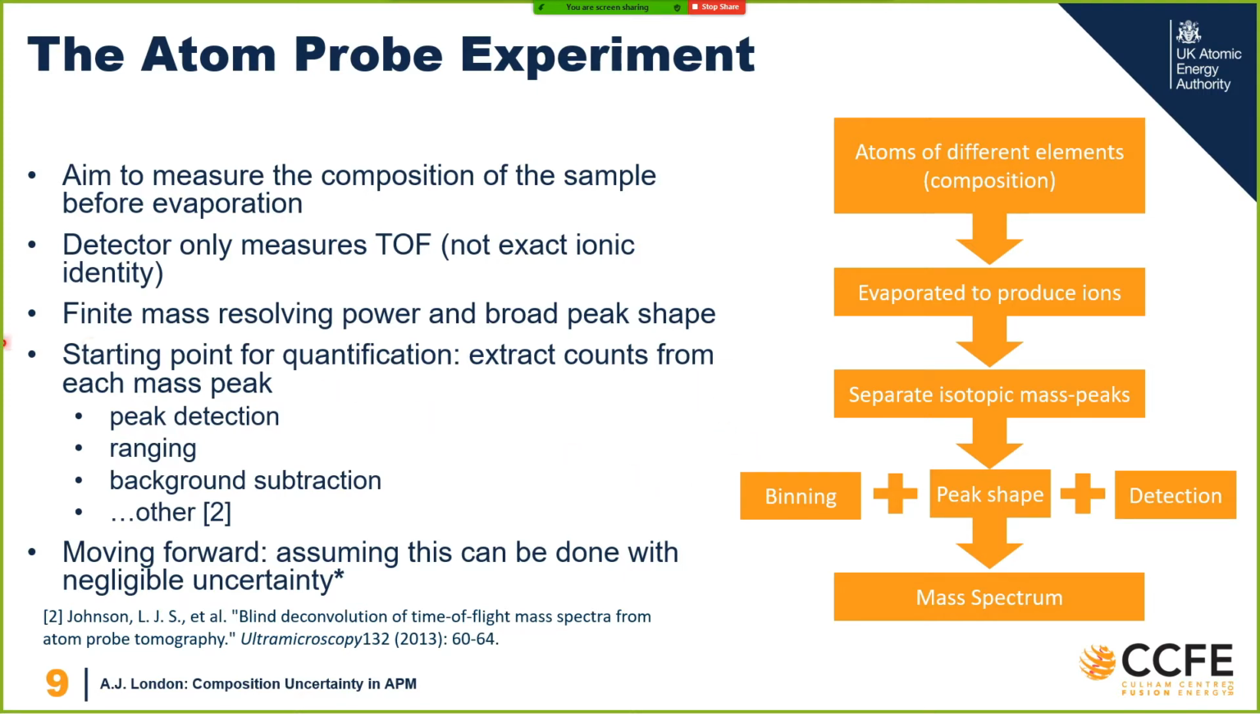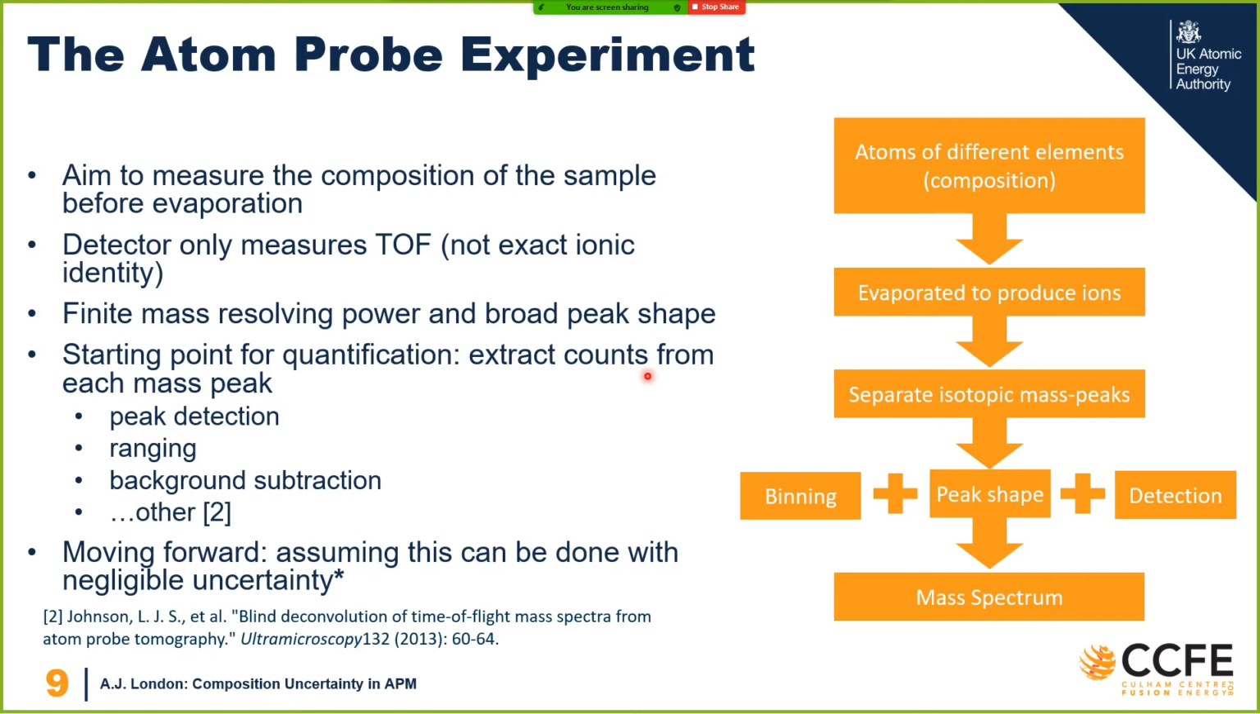Our starting point for quantification is to extract the counts from each mass peak. And that sounds really simple, but then you've got, well, what is a mass peak? So peak detection. Maybe we want to put a range, or maybe we want to fit a peak shape to it. We need to subtract a background. Maybe we've got another approach. Maybe we're doing this kind of blind deconvolution approach that Johnson showed, or peak fitting. I'm going to just assume that you can get the counts for each range or each peak accurately, and I'm coming around to the understanding that that's increasingly not necessarily the case.